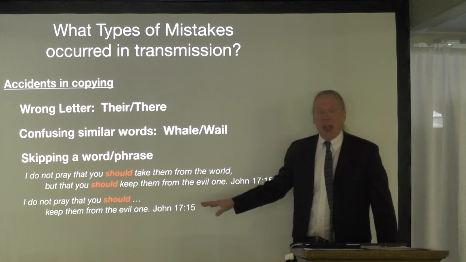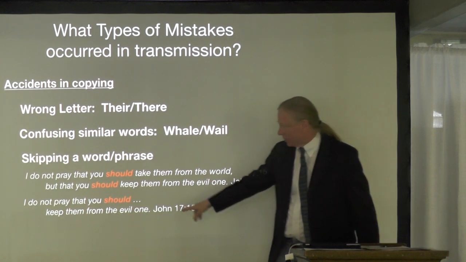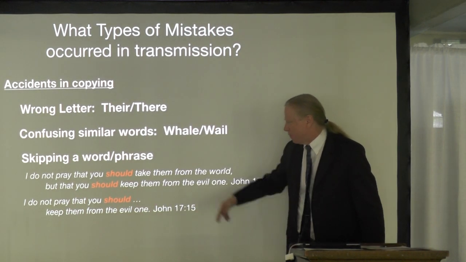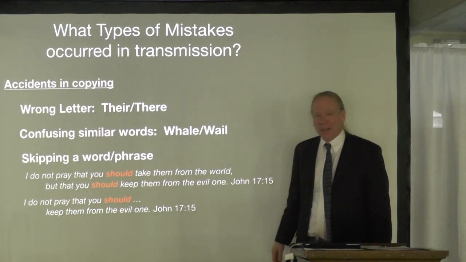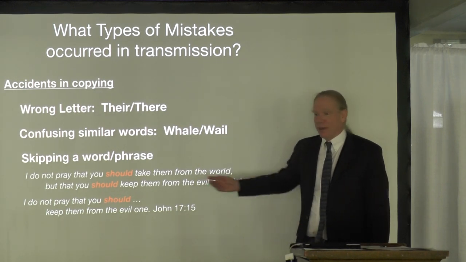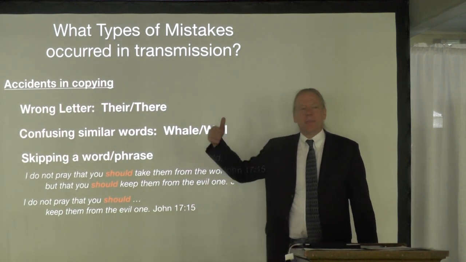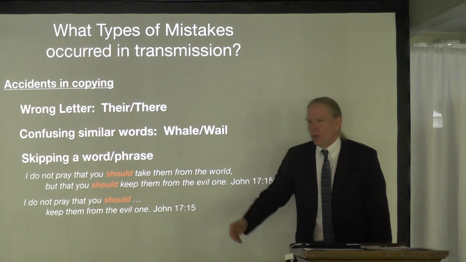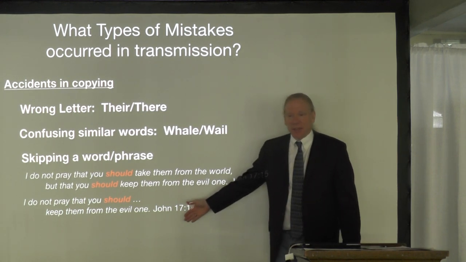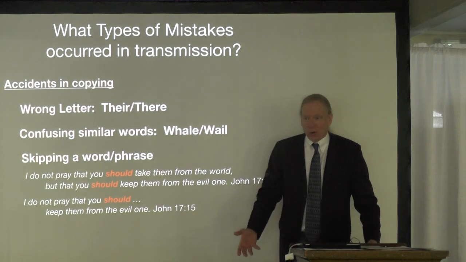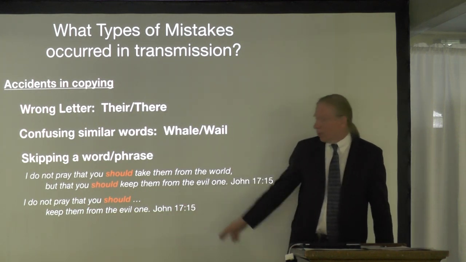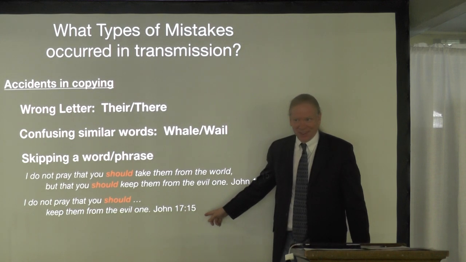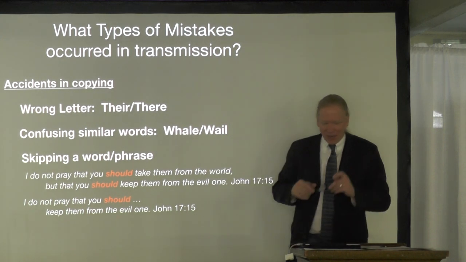And so we actually have some Greek texts that say, I do not pray that you should keep them from the evil one. Well, that doesn't even make sense. Theologically, it's completely inaccurate. But the scholar just wrote it down. He wasn't trying to change it. He wasn't trying to make a mistake. He wasn't trying to be evil or satanic. It just is something that happens because we don't have autocorrect and we can't go back and correct it. He just wrote it down, and next thing you know, we've got a Greek text that has this in it. Along with some other Greek texts that are written like that.